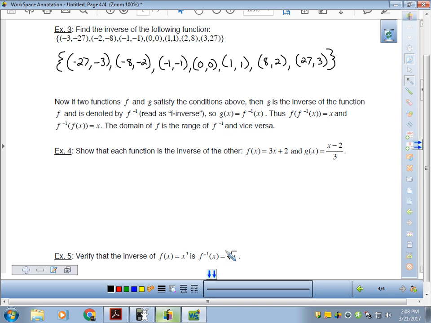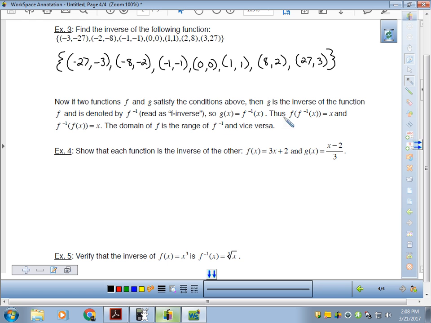Now, when we talk about f and g being inverses, instead of writing f and g, we replace g with f with a little -1 exponent. This is read as f inverse. It's not f to the -1 power, it's f inverse. So we're saying we have a function f, and then we have its inverse, f inverse. So g of x is the same thing as f inverse of x.